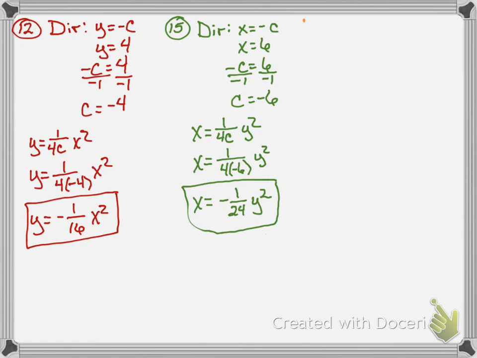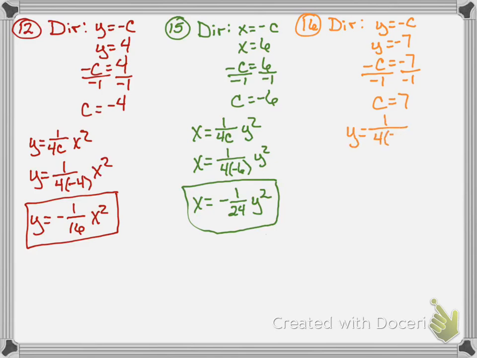Okay, number 16. I have a directrix at y is -7. Okay, so that means -c is equal to -7 divided by -1. So c is equal to 7. Y is 1 over 4 times 7 x squared. So we have y is 1/28 x squared. Okay.